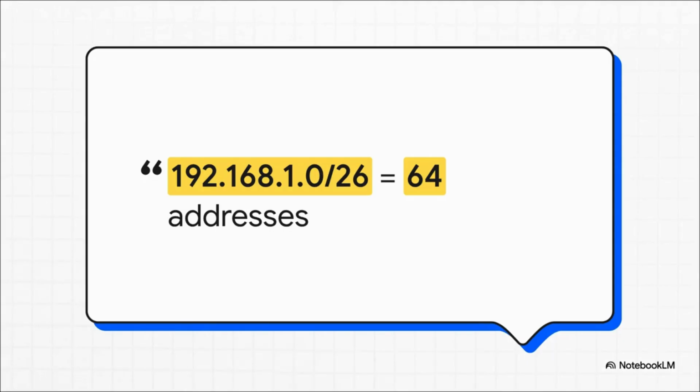And this right here is a perfect example of CIDR in action. The moment a network admin sees 192.168.1.0 followed by that /26, they instantly know everything about its size. They know that this specific subnet has exactly 64 IP addresses in it. That little number after the slash is a powerful piece of shorthand.